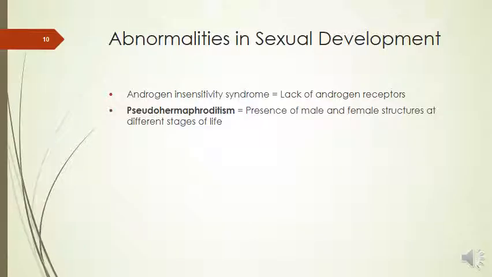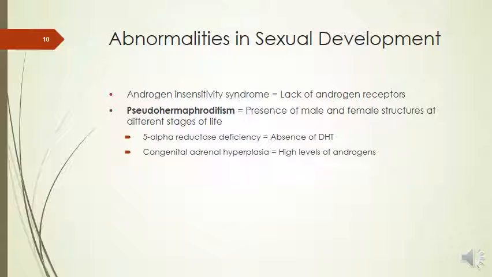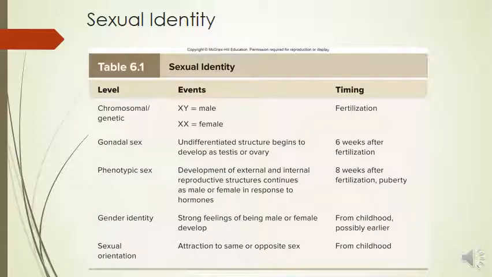In looking at the abnormalities in sexual development, androgen insensitivity syndrome is a lack of androgen receptors. Pseudohermaphroditism is the presence of male and female structures at different stages of life. 5-alpha reductase deficiency is an absence of DHT, and congenital adrenal hyperplasia is where there are high levels of androgens.